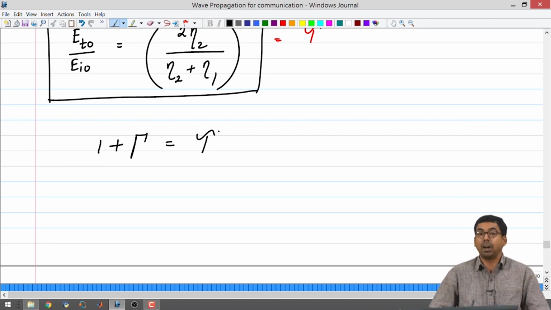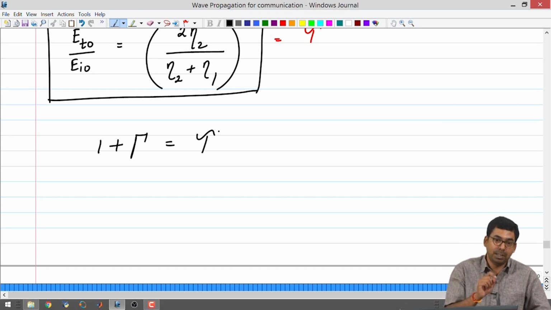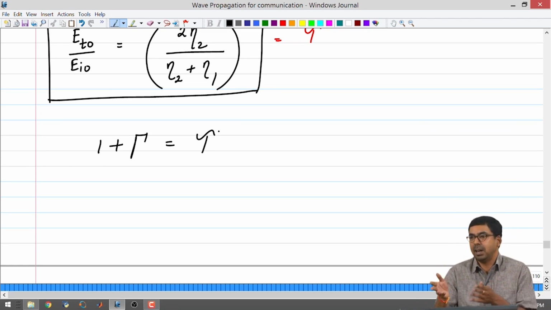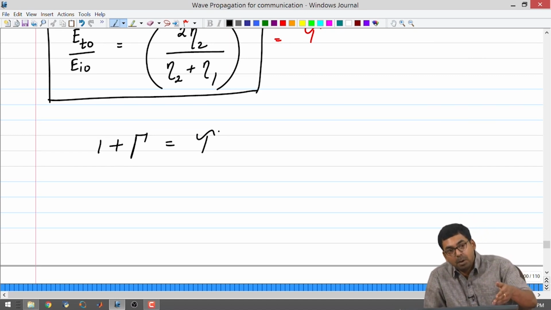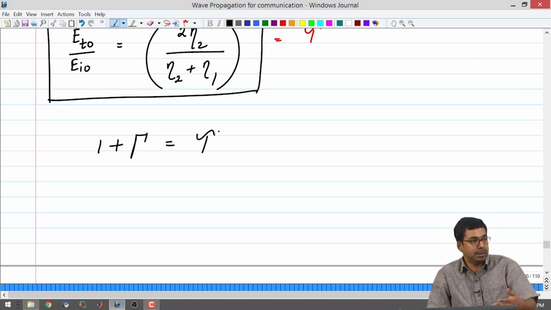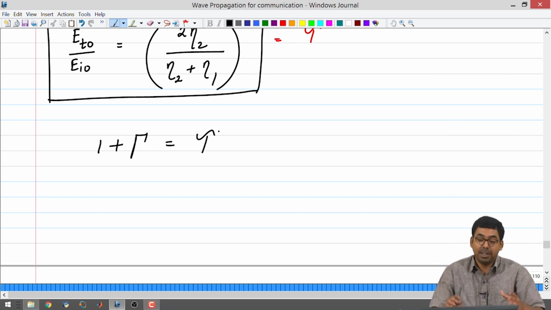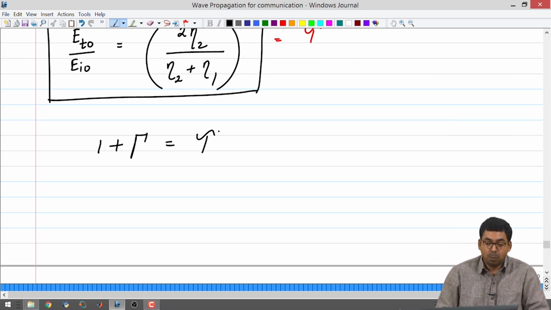Now, remember that we are still talking about electric fields, just like in the case of transmission lines. When we talked about reflection coefficient, we were clear that we were talking about voltage reflection coefficient. We did not talk about current reflection coefficient a lot. We just said that the current reflection coefficient was the negative of the voltage reflection coefficient. Here we are talking about electric field reflection coefficients. Most of the time when we talk about reflection coefficient, it is about the electric field, and for the electric field reflection coefficient in this configuration, 1 plus gamma is equal to tau.